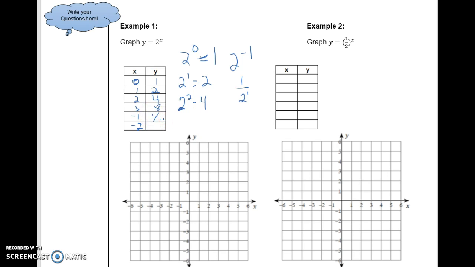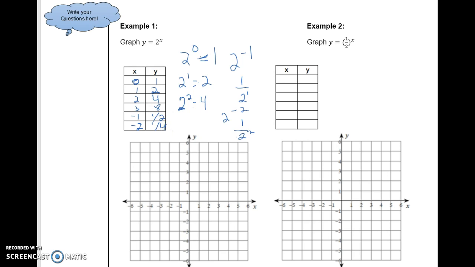All right, and then why did it delete my 2? It's being ridiculous. Now that didn't even look like a 2. Sorry. All right, and then I have 2 to the -2 power. And like we talked about, negative is reciprocal, so it's 1 over 2 squared. And 2 squared is 4, so it's 1 over 4, or 1/4.